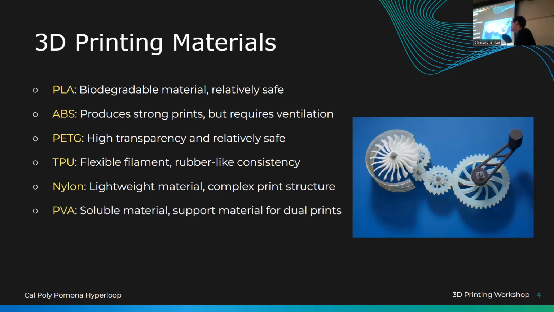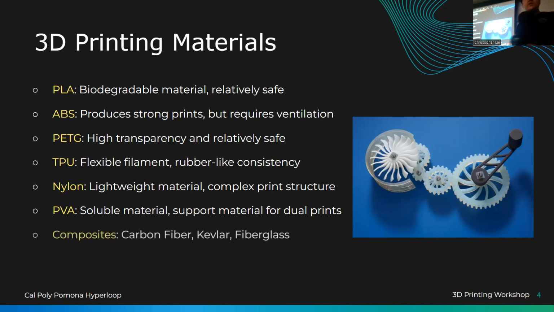And then PVA, this one's a fun one. PVA is soluble in water. It's usually used for dual extruder printers, where you have two extruders instead of one. With dual extruders, you're able to print the supports in PVA and the main component of what you want to print in PLA or something like that. And then you dip it in water, because then it dissolves away all the support structures and you don't have to remove them by hand. We'll talk about supports later on.